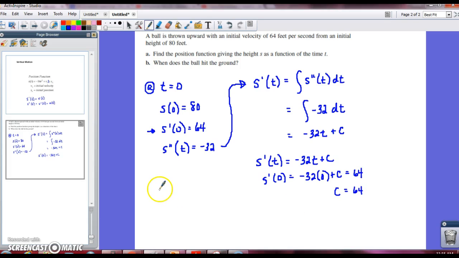And so my s prime of t, or my velocity function, is then negative 32t plus 64. Okay, so now I have my velocity function. Now, from there, I can actually get my position function by just taking the integral of my velocity function. So the integral of negative 32t plus 64 dt.